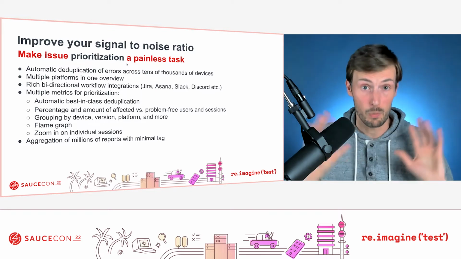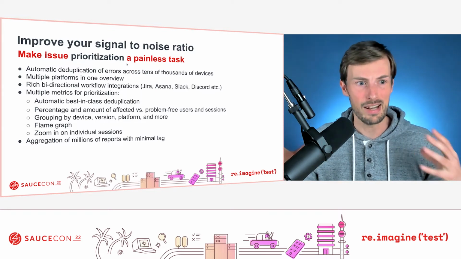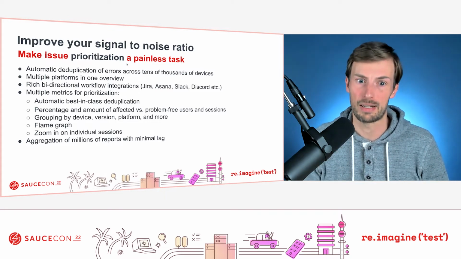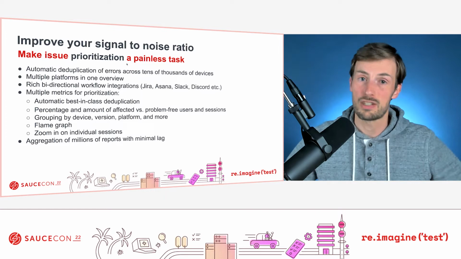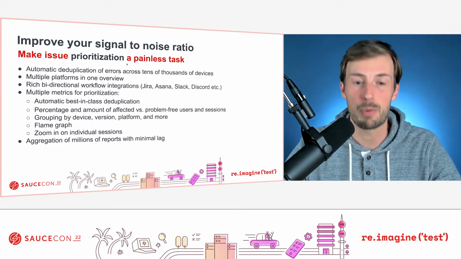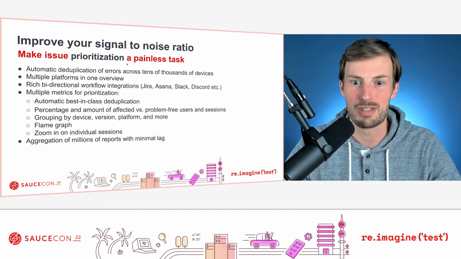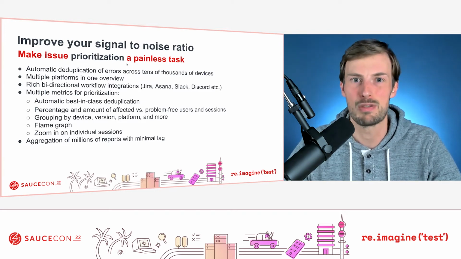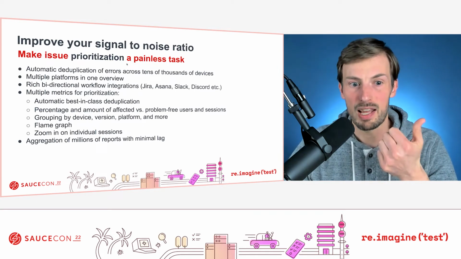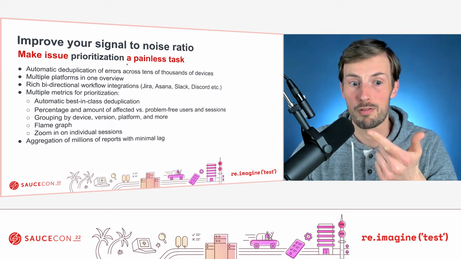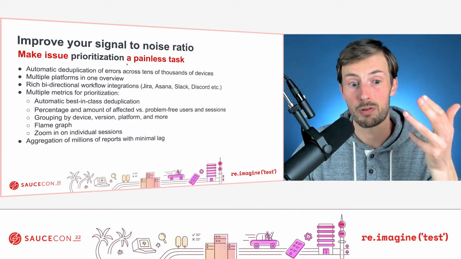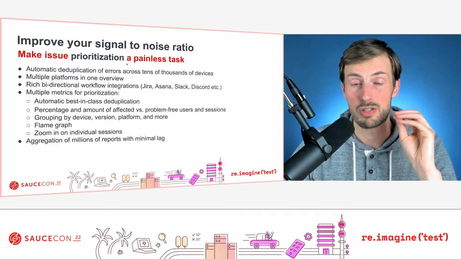The focus is that we've now added the code to our apps to make sure all these events are sent to Backtrace automatically. We're now going to see, as hundreds and thousands of errors come in, how we can make prioritization a painless task, because it's great to have data, but you need to be able to interpret it. So how do we do that? We're going to look at automatic deduplication, multiple platforms in one view, bidirectional workflow integrations with Jira, Asana, Slack, Discord, multiple metrics for prioritization, and making sure that we do that for millions of reports.